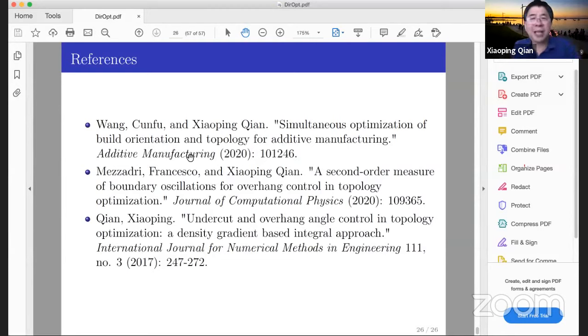One of the downsides of this formulation is that it could have boundary oscillation. And recently I've been working with Francesco to come up with a treatment based on second order derivatives that can overcome this oscillation. You can see this publication in JCP this year. And this is our original publication. And that's all I have. Thanks for your attention.